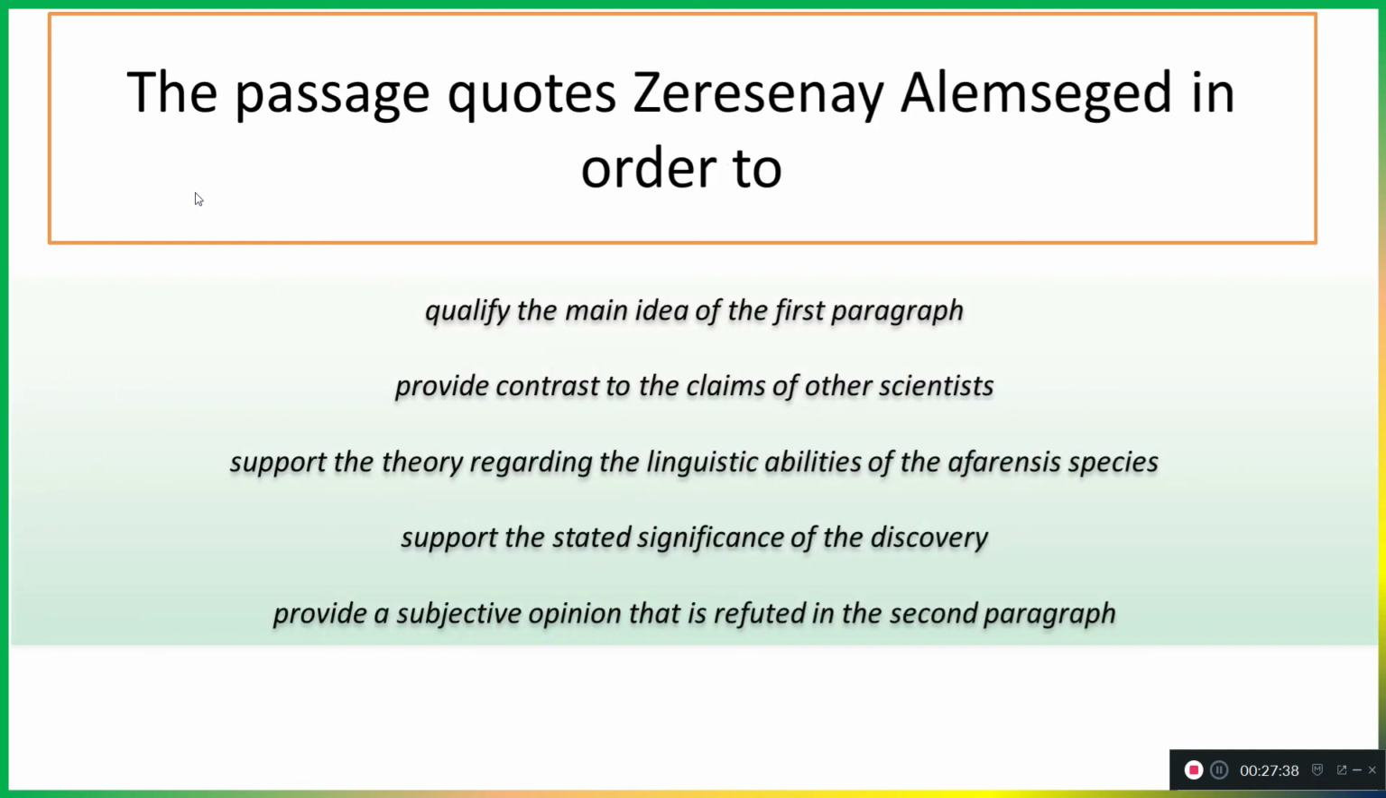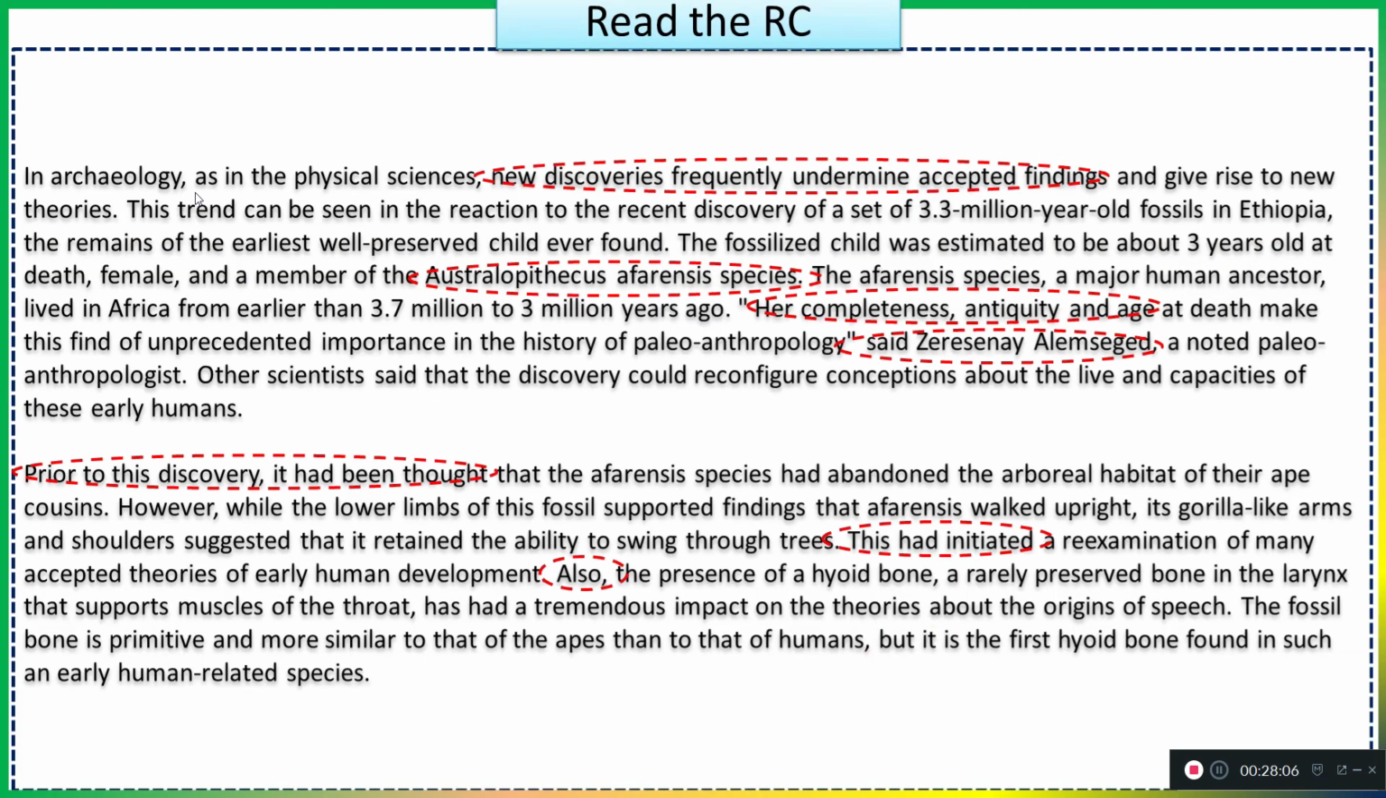The passage quotes Zeresenay Alemseged in order to qualify the main idea of the first paragraph, provide contrast to the claims of other scientists? No, absolutely not. He's not even talking about the qualification of the main idea of the first paragraph. Support the theory regarding linguistic ability of this species? No. What did he say? Let us see. What did he say?